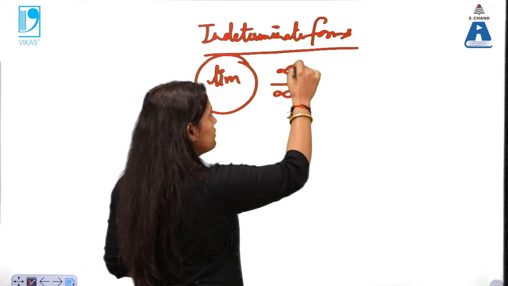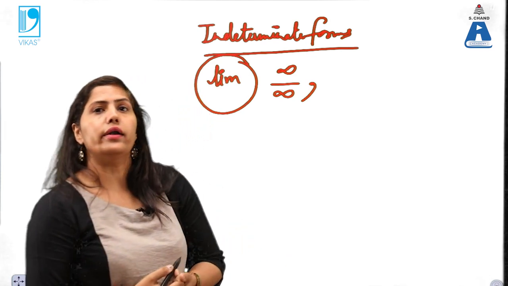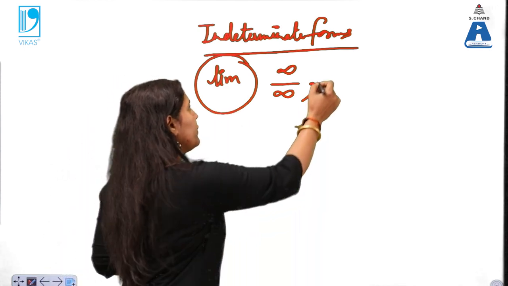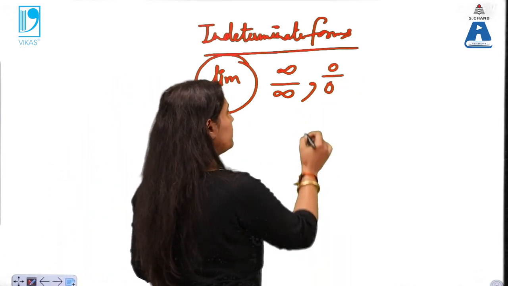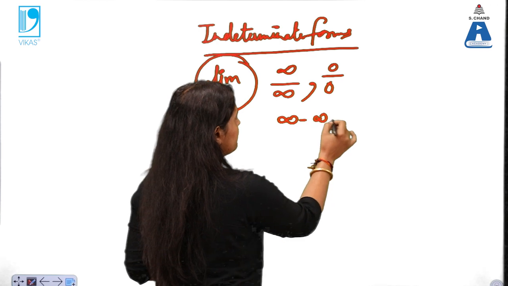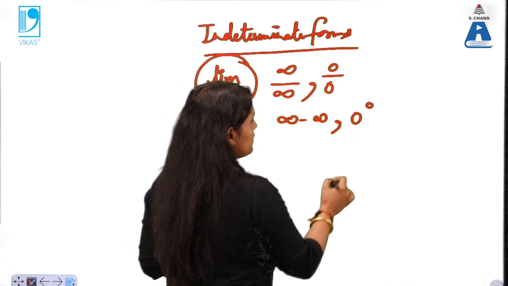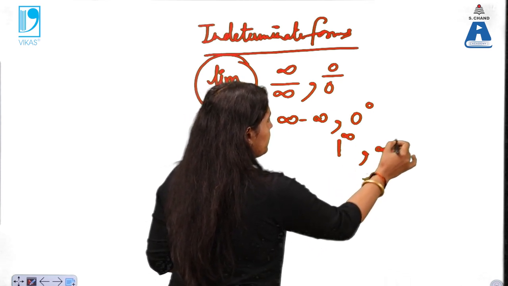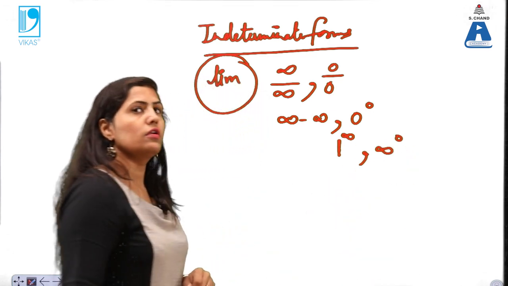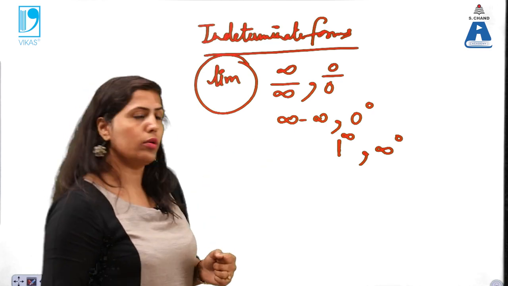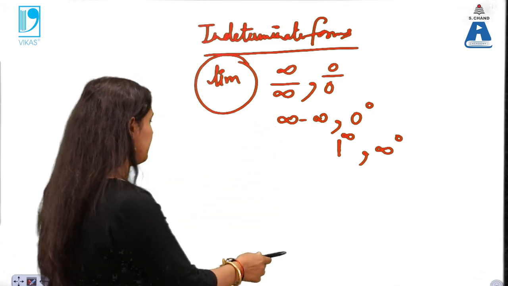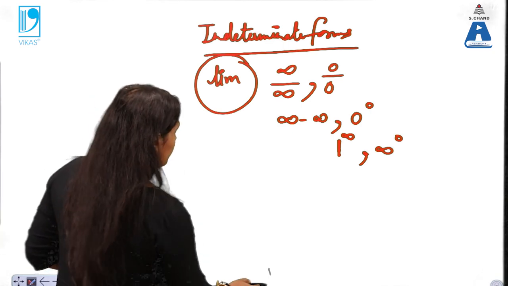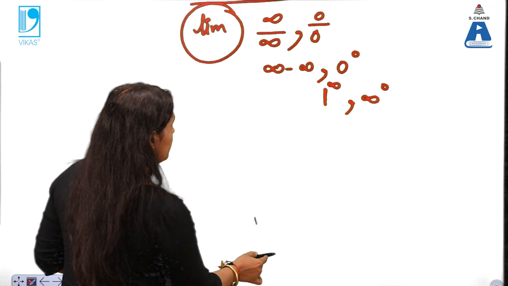It means you will get such a form when you substitute the point in the function and your function takes the form of infinity by infinity, or 0 by 0, infinity minus infinity, 0 to the power 0, 1 to the power infinity, or infinity to the power 0. These are the forms we call indeterminate forms. I'll take an example to make you understand how we get such forms in the limit concept.